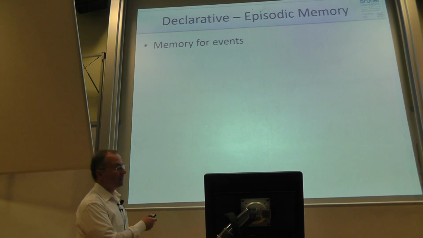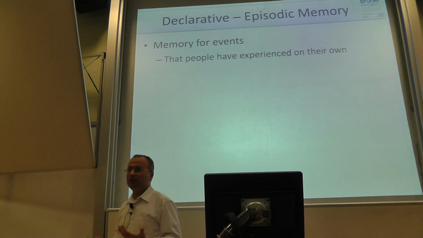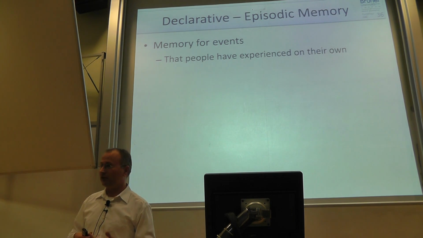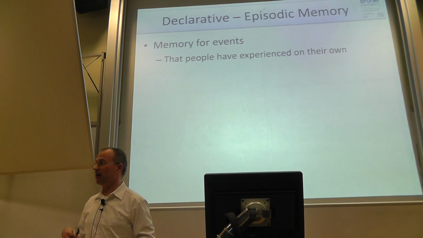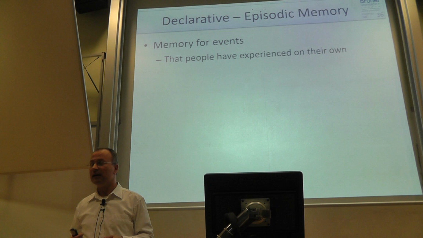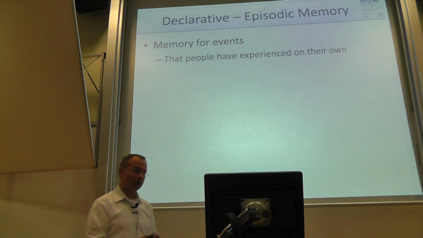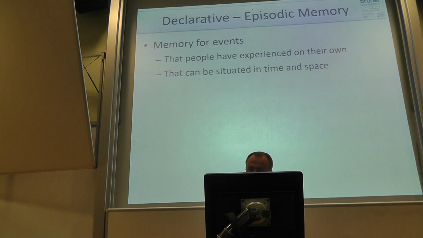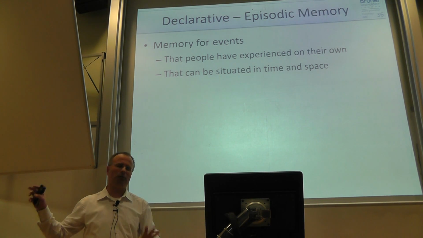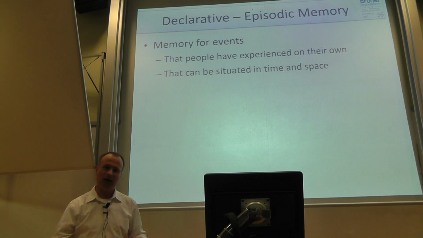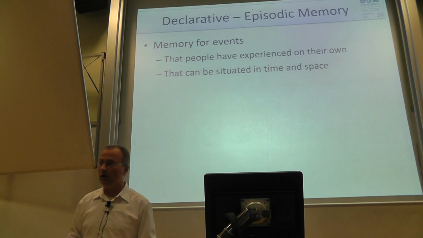So, episodic memory is memory for events, basically events which we have experienced for ourselves. Episodic memory is not about if you tell me a story about your last summer holiday and I remember that. That for me will be factual memory, semantic memory, but for you it will be episodic memory. We can situate it in time and space. We know, okay, it was roughly at that time and that place, which is not the case for semantic memory. We don't remember when and where we learned that London is in England.